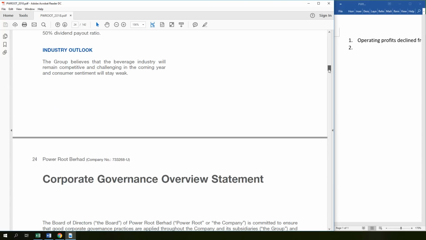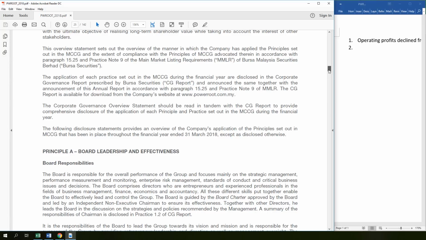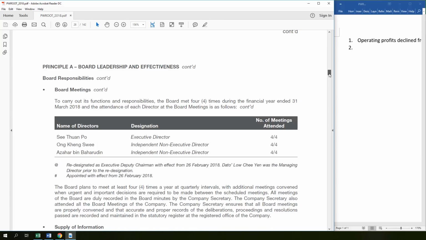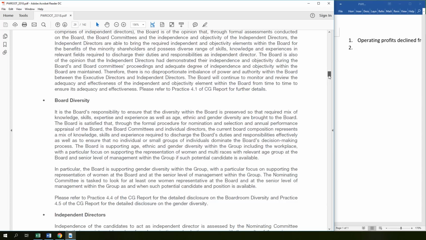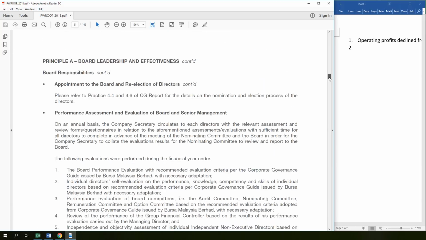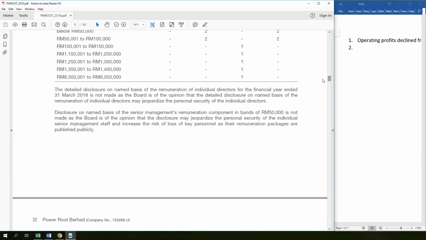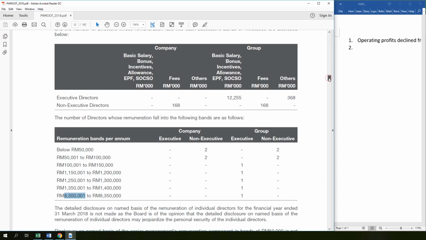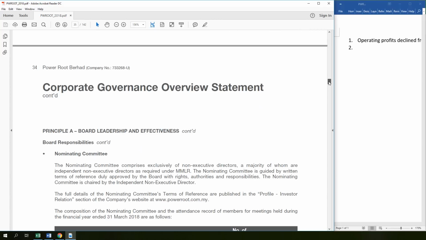Corporate governance overview statement. This is of course important, but usually I don't really have much concern about this. As for the salary, unless you know the market rate, it's very hard for you to compare whether their salary is fair enough. Usually MSWG will do the job. Let's move on.